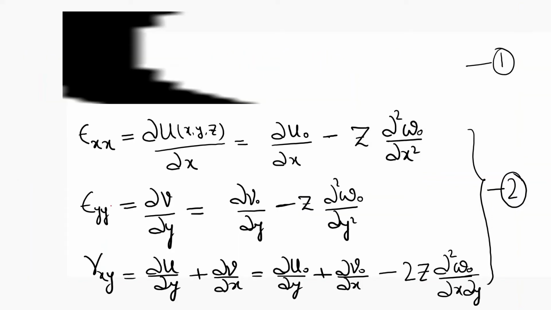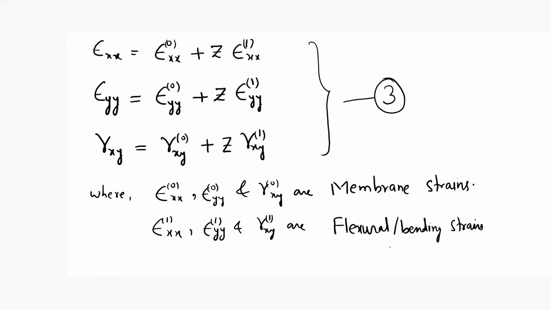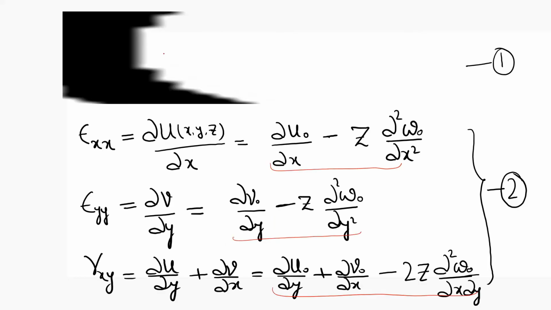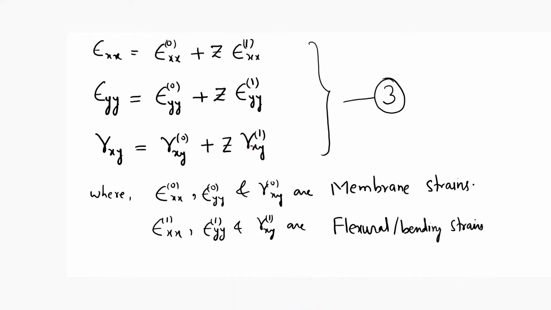So here the strains are shown. Epsilon xx is del u by del x, which is written here, del v by del y, and gamma xy is del u by del y plus del v by del x. So we can find these. And epsilon xx we can also write by substituting these values as epsilon naught xx, and these values as epsilon 1 of xx. Similarly epsilon naught of yy and these values as epsilon 1 of yy, and so on. So here we have just taken epsilon naught xx plus z times epsilon 1 xx, epsilon naught yy plus z times epsilon 1 yy, and so on.